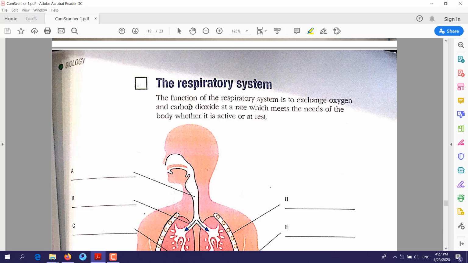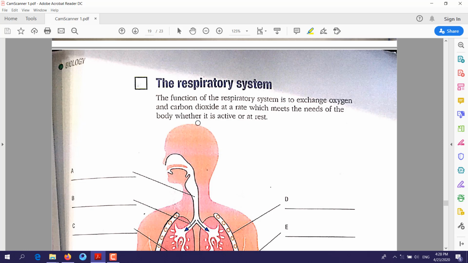Our lesson today is about the respiratory system. The respiratory system, as we mentioned before, is one of the main systems in our body. Firstly, what we should know about the respiratory system is its function and its parts.